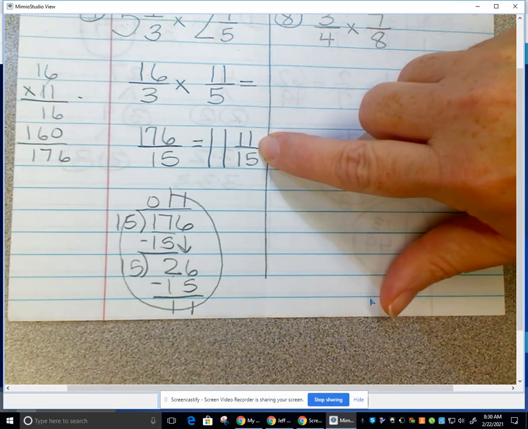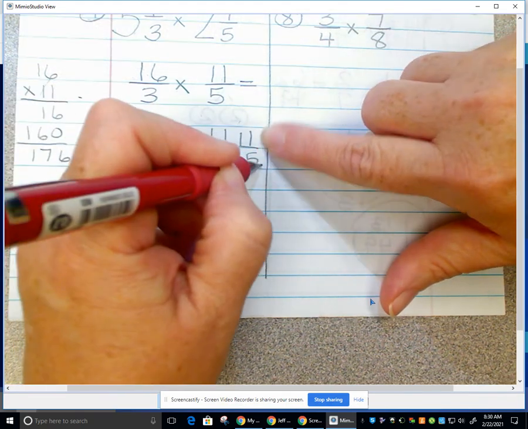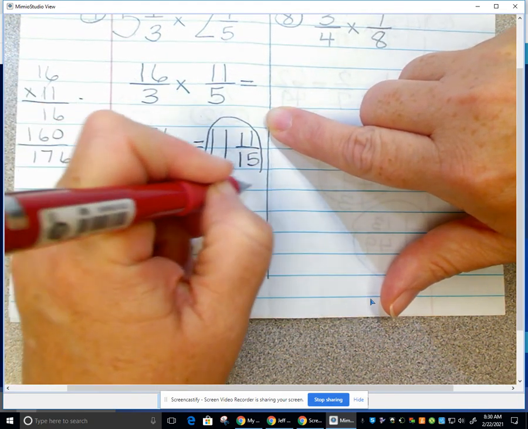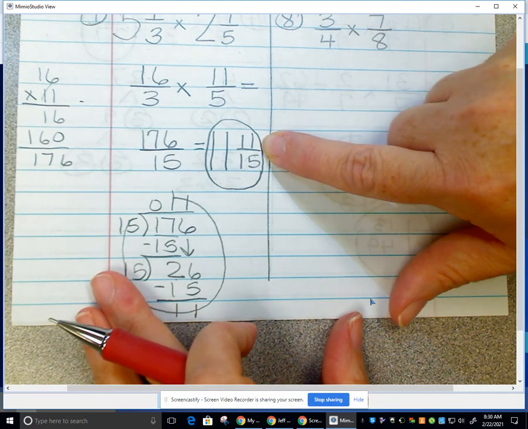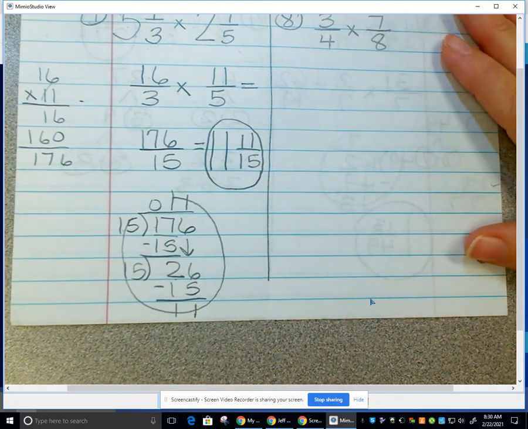And I know that is in simplest form. I'm going to go ahead and circle it for time's sake. If you would like to go ahead and do factor trees, you can. But I'm trying to make my video not quite so long today.